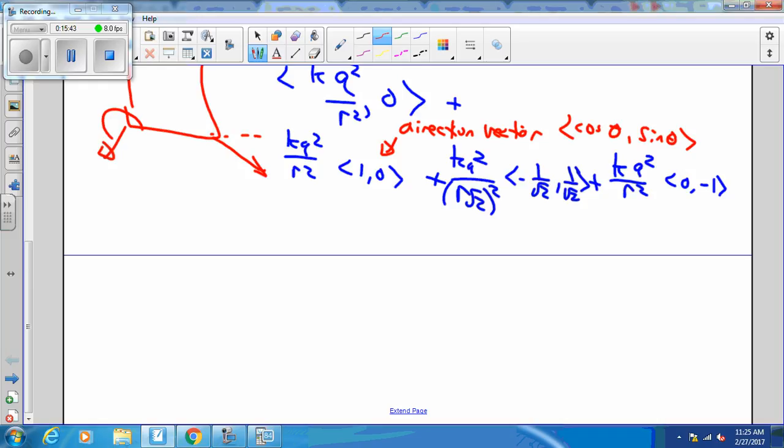Now let me simplify the middle term a little bit. The middle term is the only one that needs a little bit of special treatment. KQ squared.